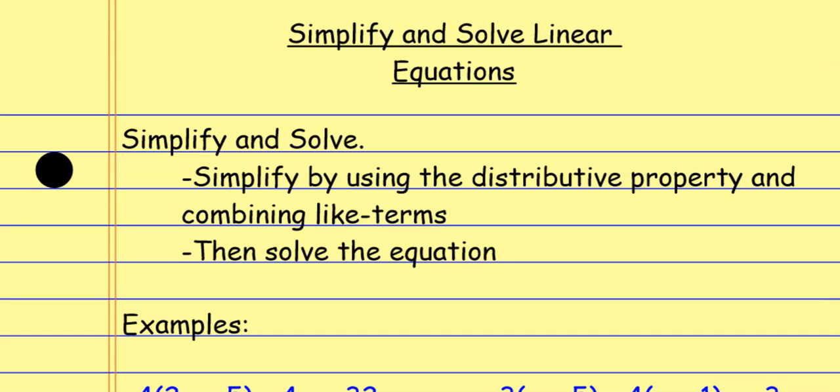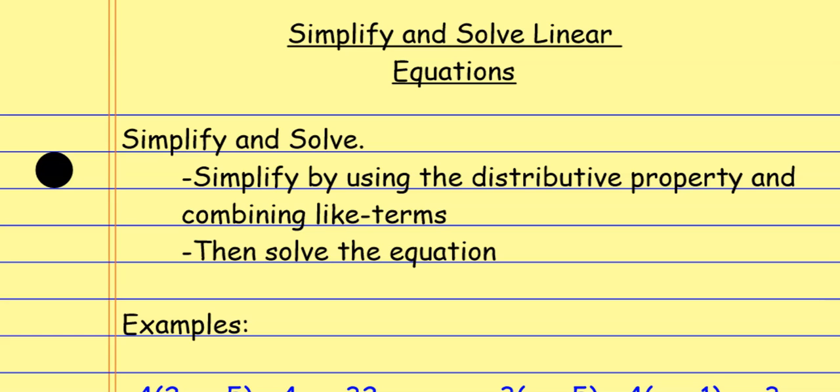Hi there, folks. We're looking at simplifying and solving equations here, just some of the more complicated equations. So remember, when you're solving an equation, you're working backwards to order of operations, and you undo the operations as you go. But sometimes we have to simplify some stuff before we start working backwards, okay? We simplify by doing things like our distributive property and combining like terms, and then we solve the equation.